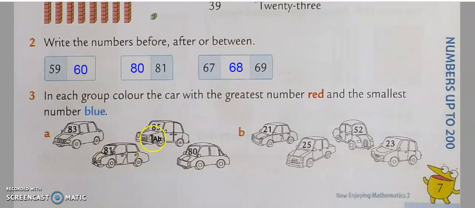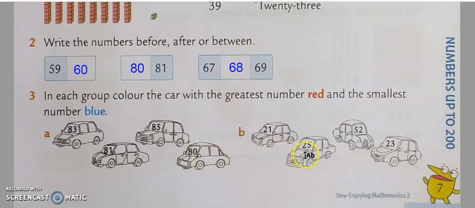83, 81, 85 and 80. Which number is the greatest number? The number is 85, that is the greatest number. So you have to color this with red. And which one is smaller? The smaller number is 80. So you have to color this car with blue.